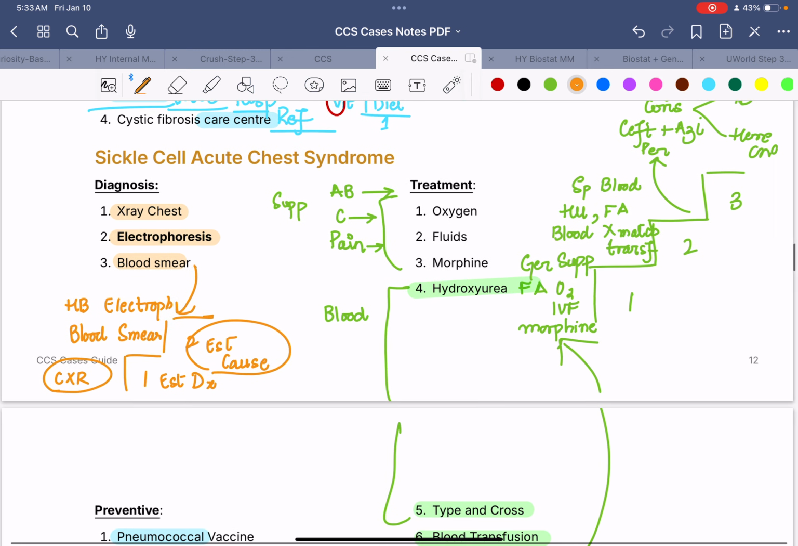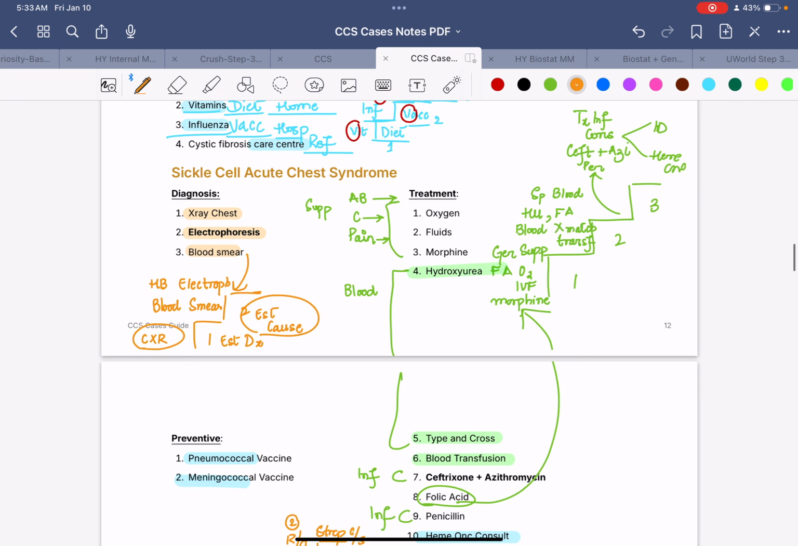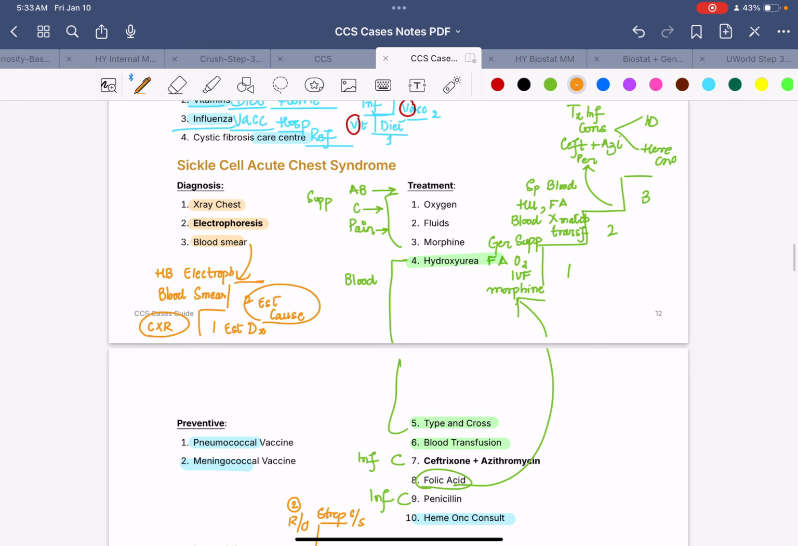Coming on to the treatment of sickle cell acute chest syndrome, it is very important and very comprehensive, and I have divided it again into three main steps.